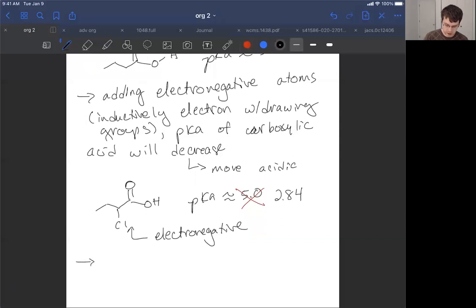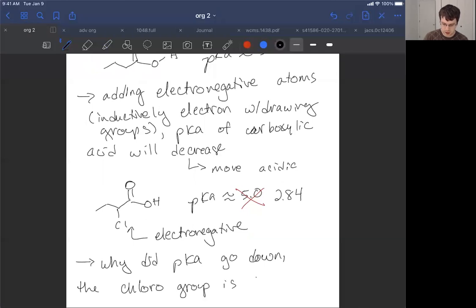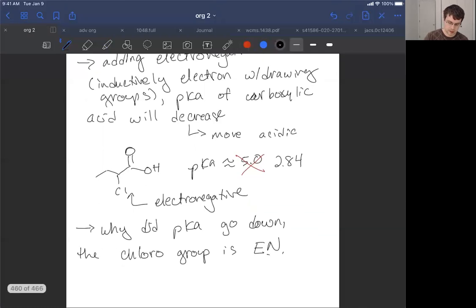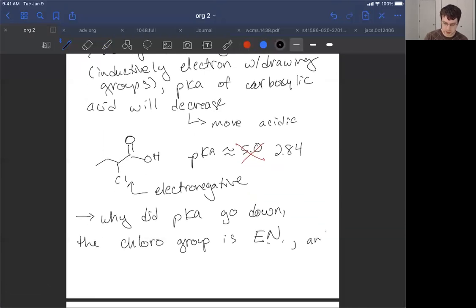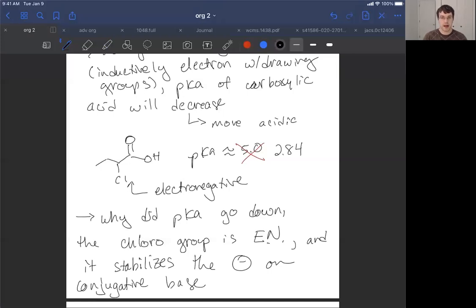Now the reason why, so why did the pKa go down, is the chloro group, or the chlorine atom, is electronegative, and it stabilizes the negative charge on the conjugate base. So that's what's going on here, is by adding an electron withdrawing group, like an electronegative atom, for example, we stabilize the negative charge.